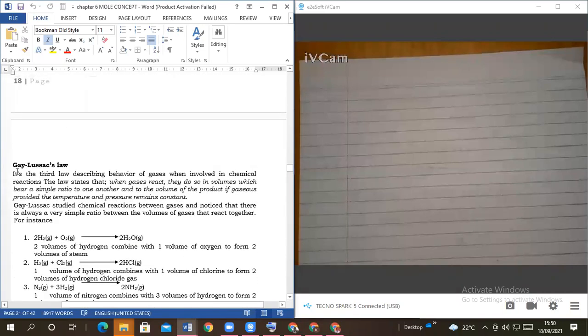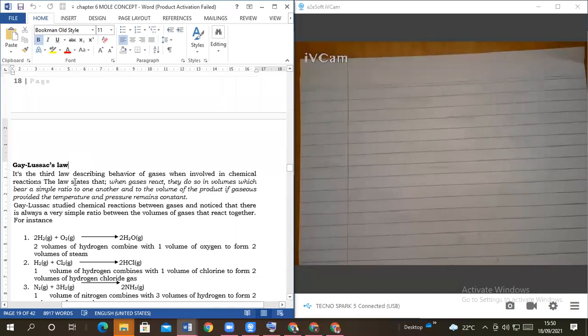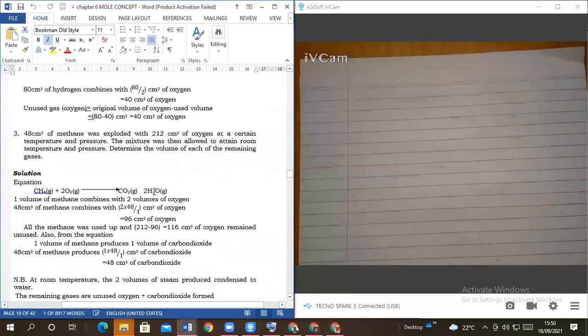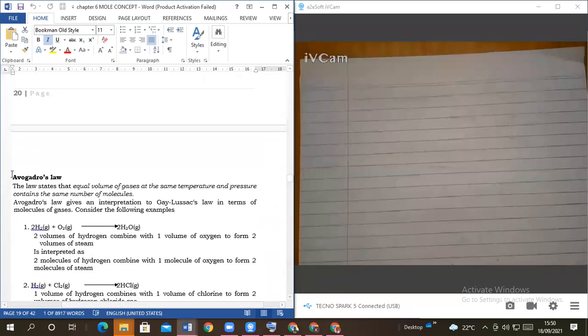So this man says Gay-Lussac's law. This is the third law describing the behavior of gases when involved in a chemical reaction. For him, he took his law basing on gases, that when gases react, they do so in volumes. Now, I want us to compare this law and the one below here of Avogadro.